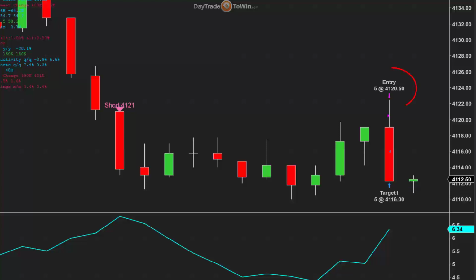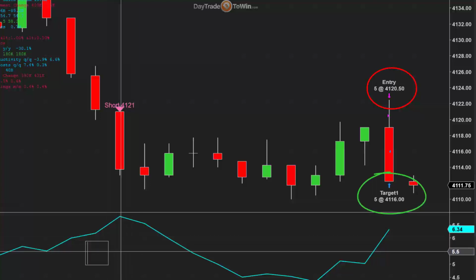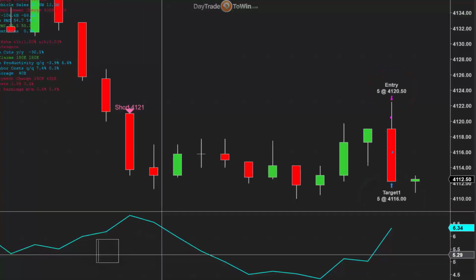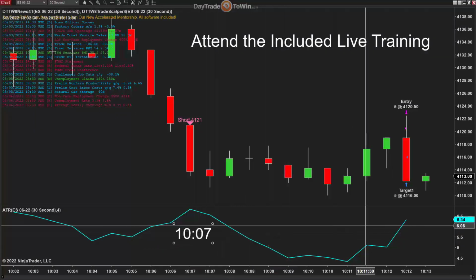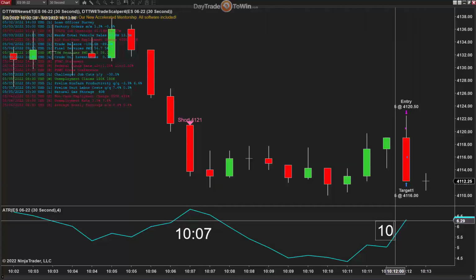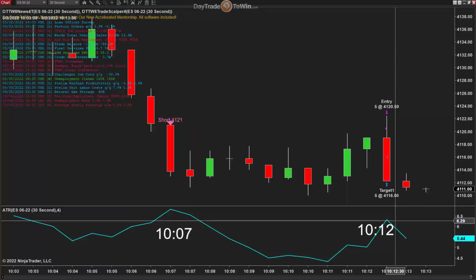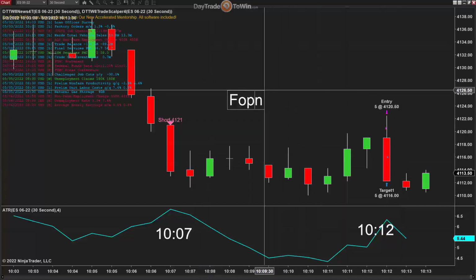The entry was 41.2050. The target was 41.16. There's a little bit of slippage on the entry because we used a market if touched order, and that's understandable. It's going to be a market order if the market's moving fairly quickly. 10:07 was when the signal was generated. 10:12 was the target, about that time. So we're looking at a 5-minute trade. It's completely doable. We're not extending this out for hours on end.